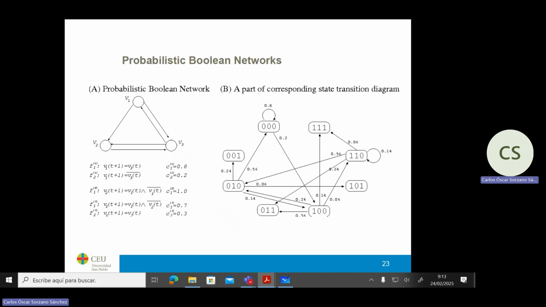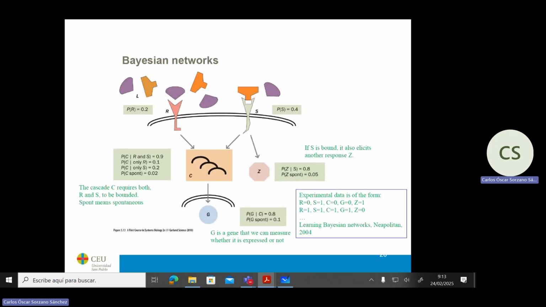V1 at t plus 1 will have the same state as V3 with probability 0.8, and then V1 at t plus 1 will have the negative of V3 with probability 0.2. So you define these probabilities, and then again, it is as we had before. So we have 2 uses of the model. Always you have 2 uses of the model.